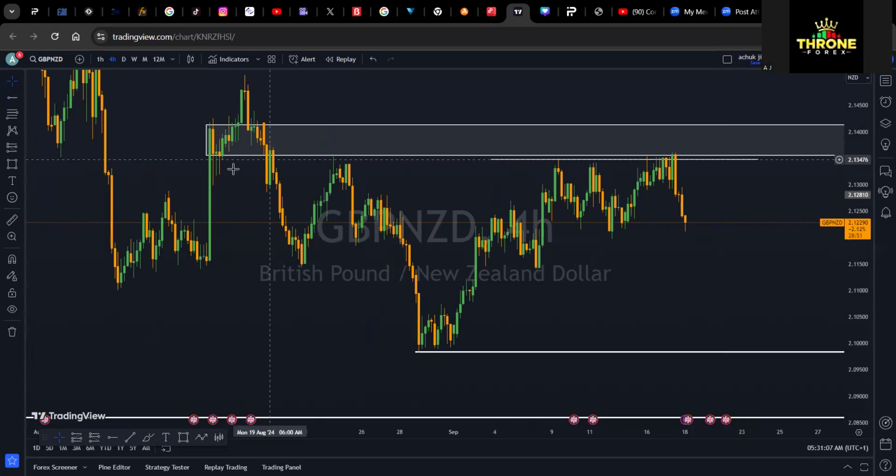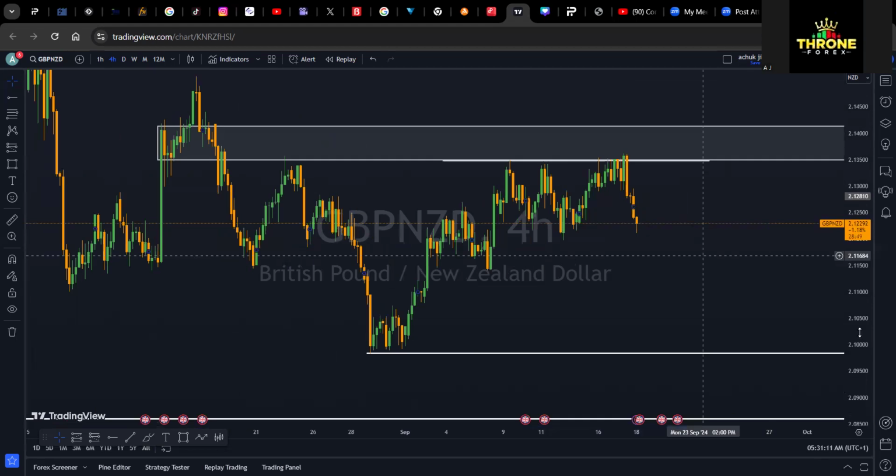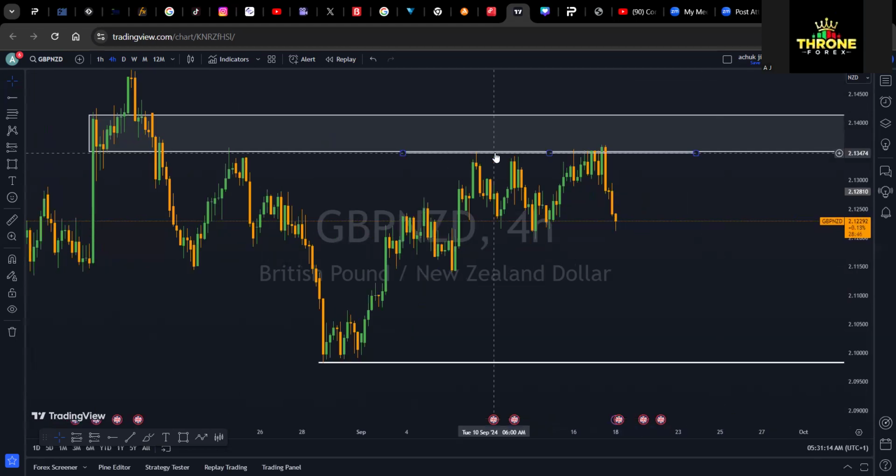So this is our supply area. And then from the supply area, all we were looking for was a resistance. This was the high, but we need to understand this is a high and then price came to form a new low. If you look, this low is lower than this. So we had a low and then we had another lower low.